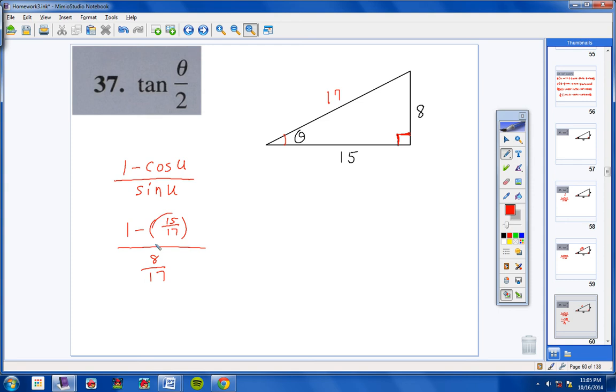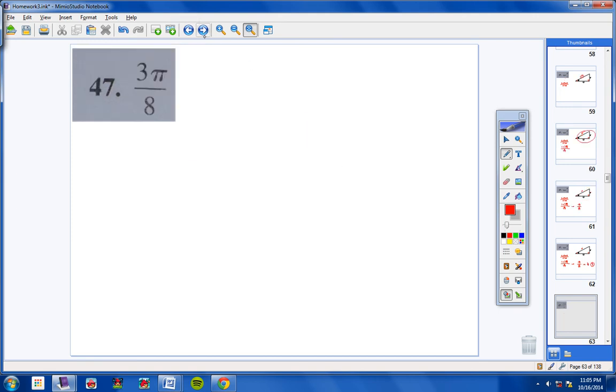And of course, I got these two answers here from my triangle over here. Next, I simplified the numerator. 1 minus 15/17 is 2/17. Then take the bottom fraction, flip it, multiply it times the top, and you'll get 2/8, which is 1/4, okay? And that is the final answer. Okay, moving on to number 47.